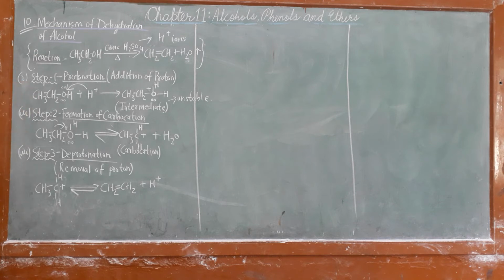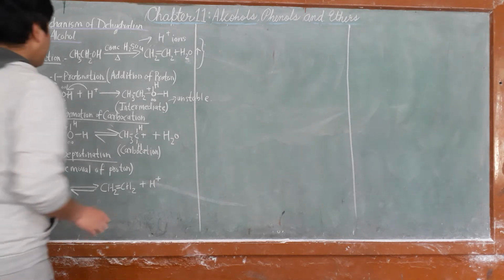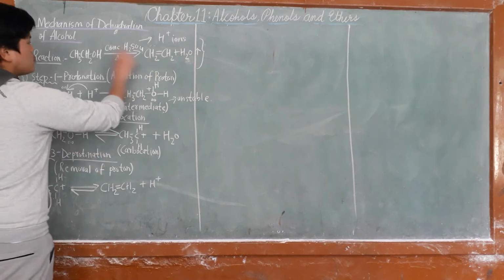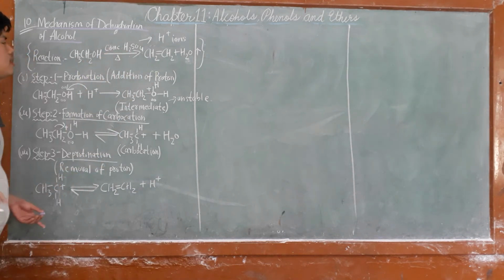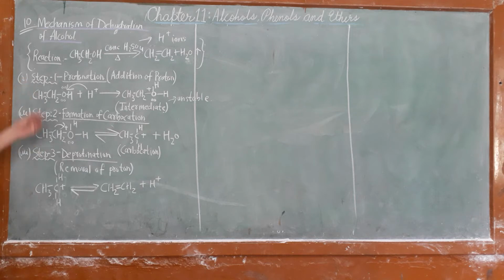So these are the 3 steps which are involved in dehydration of ethanol, with concentrated H2SO4. These are the important steps of the particular reaction mechanism.